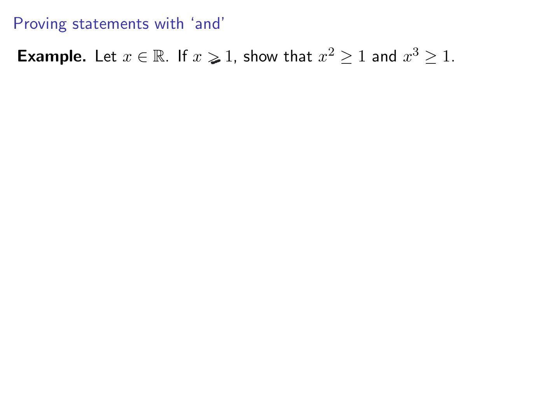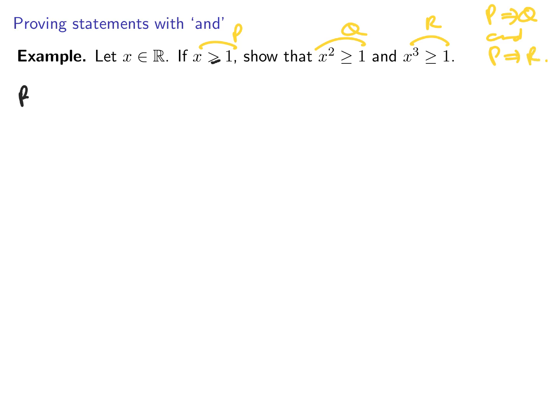Let's take a look at this example. Let x be a real number. If x is greater or equal to 1, show that x squared is greater or equal to 1 and x cubed is greater or equal to 1. So we're proving the implication if P, then Q and R, right? So let's say that is P, this is Q, and this is R. We're essentially proving two things. Prove P implies Q and prove that P implies R.